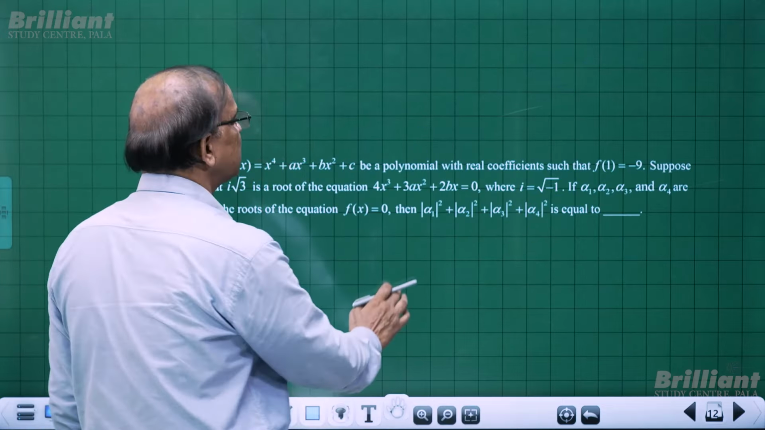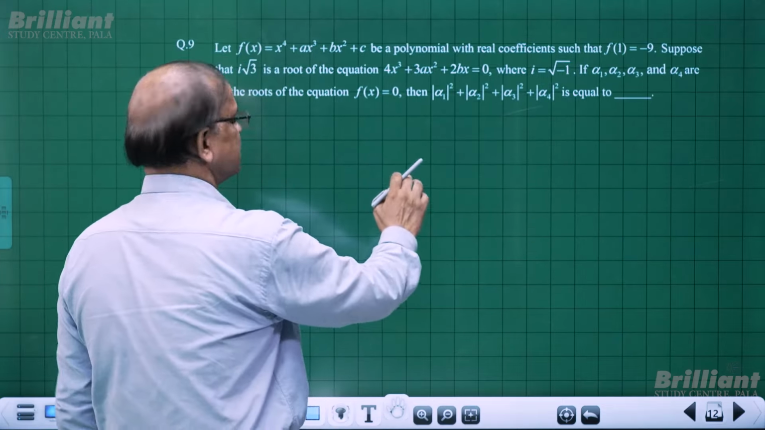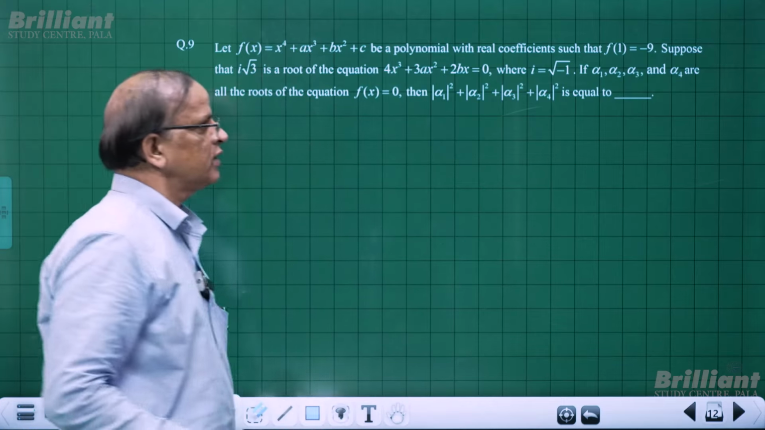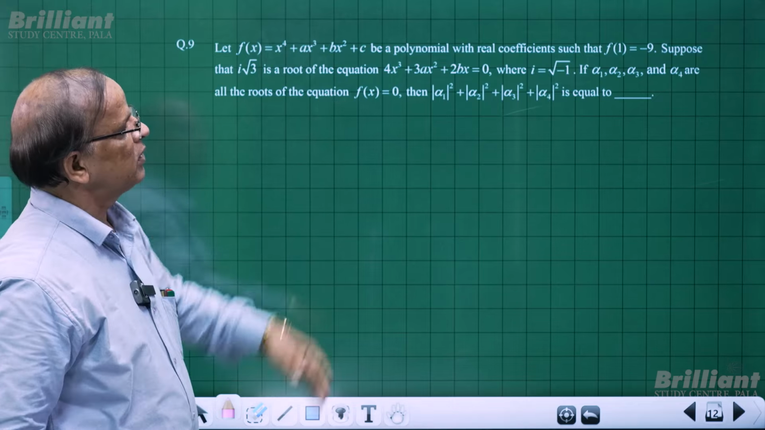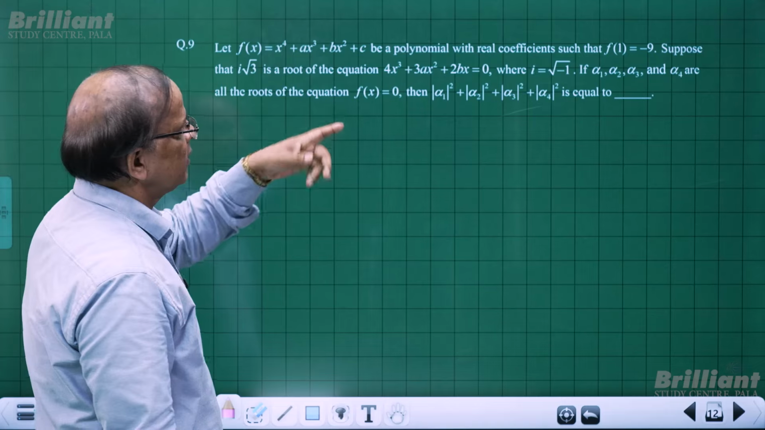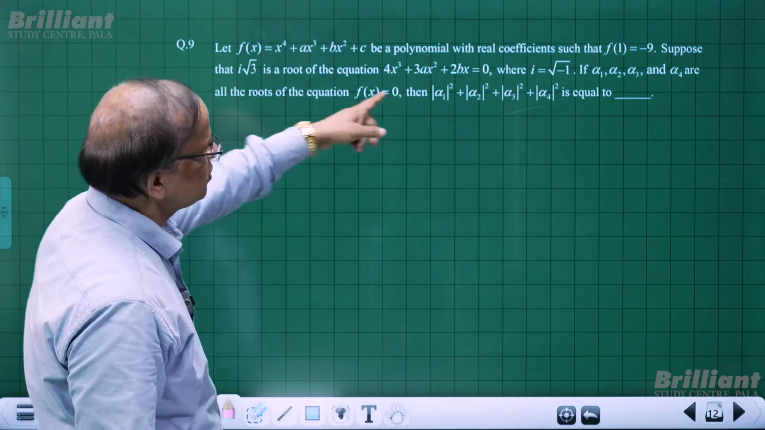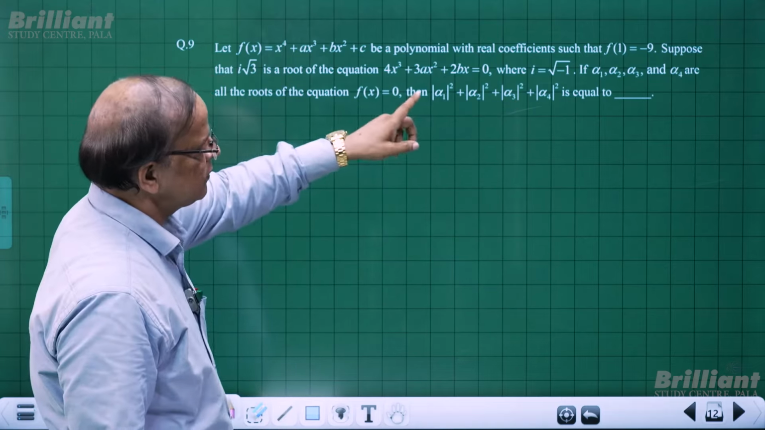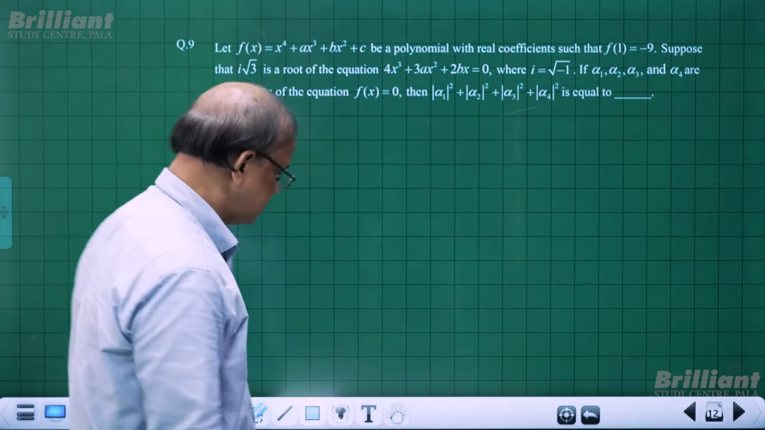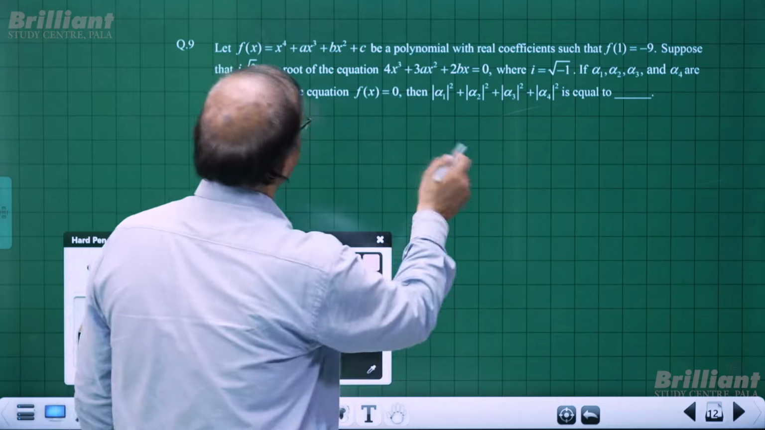Now here the question is, f(x) equals this polynomial with real coefficients such that f of 1 is minus 9, and i root 3 is a root of this, and alpha 1, alpha 2, alpha 3, alpha 4 are the roots of this equation, then find this value. So, this is the question.